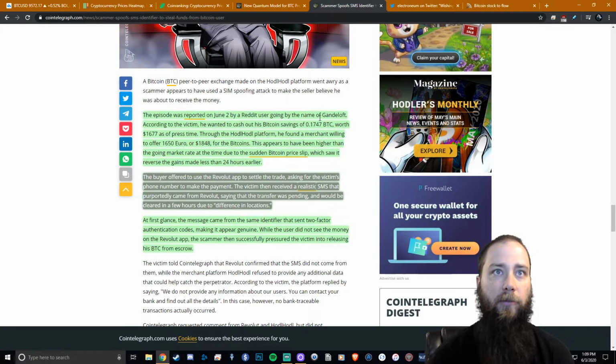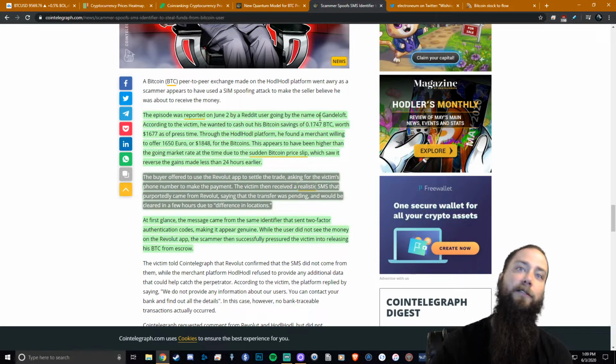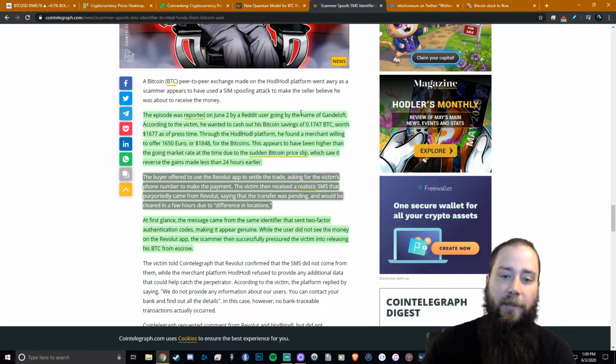A buyer offered to use the Revolut app and settle the trade, asking for the victim's phone number to make the payment. The victim then received a realistic SMS that reportedly came from Revolut, saying that the transfer was pending and would be cleared in a few hours due to difference in locations. So they are prepared for this kind of stuff, guys.